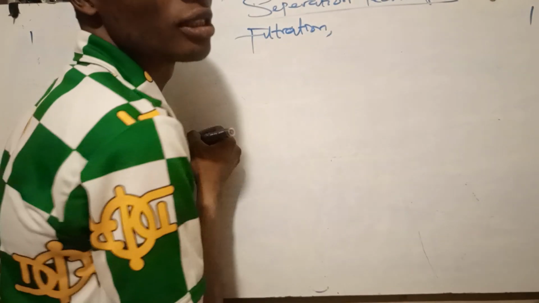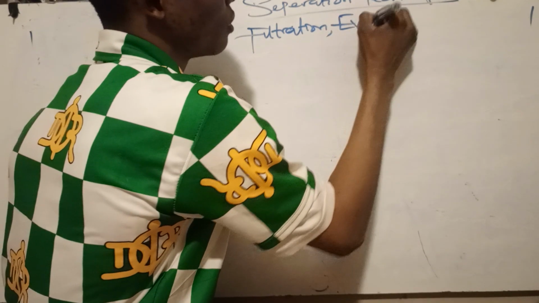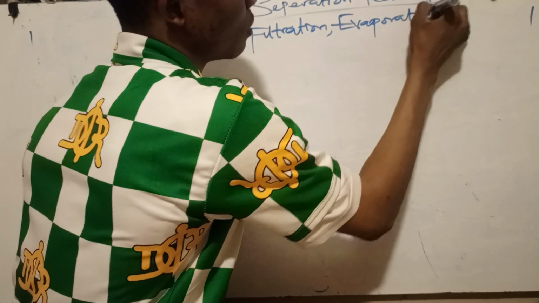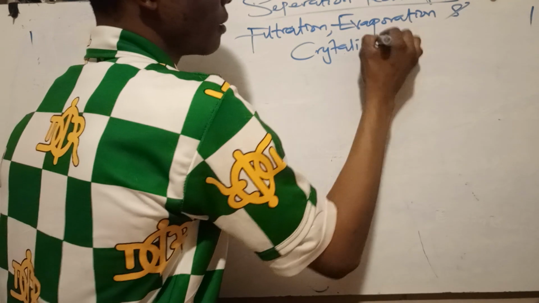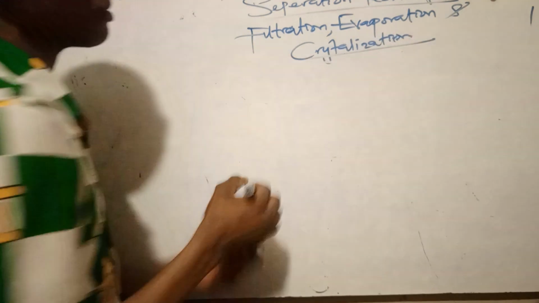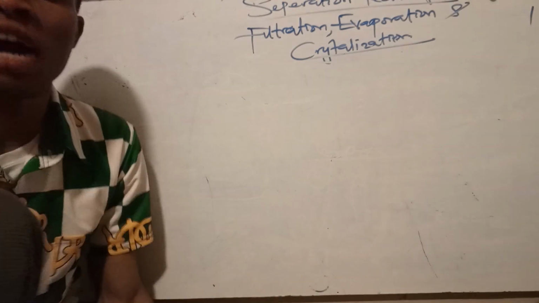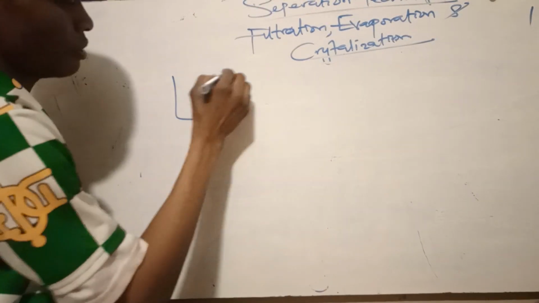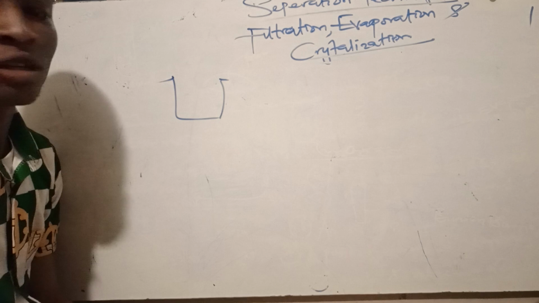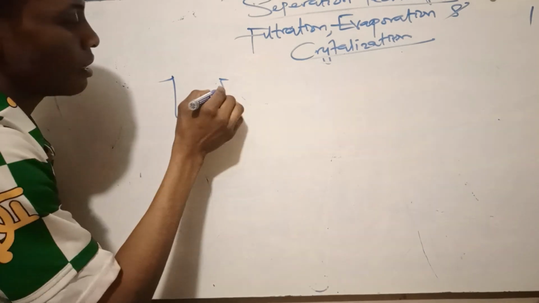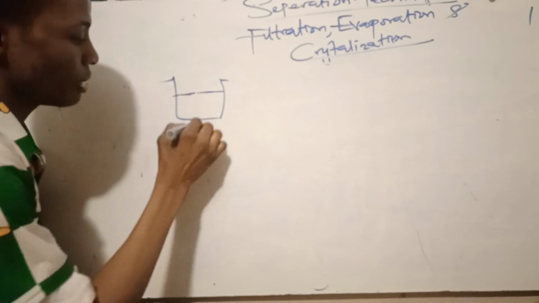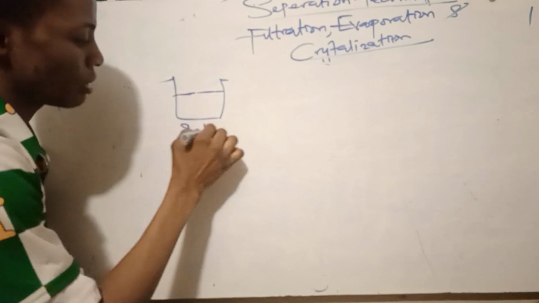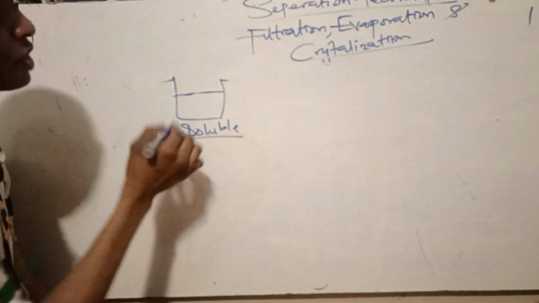So we are going to be talking about filtration, evaporation, and lastly crystallization. So imagine, let's say this is a beaker, and we have a soluble substance here. Let's say this is a solution.